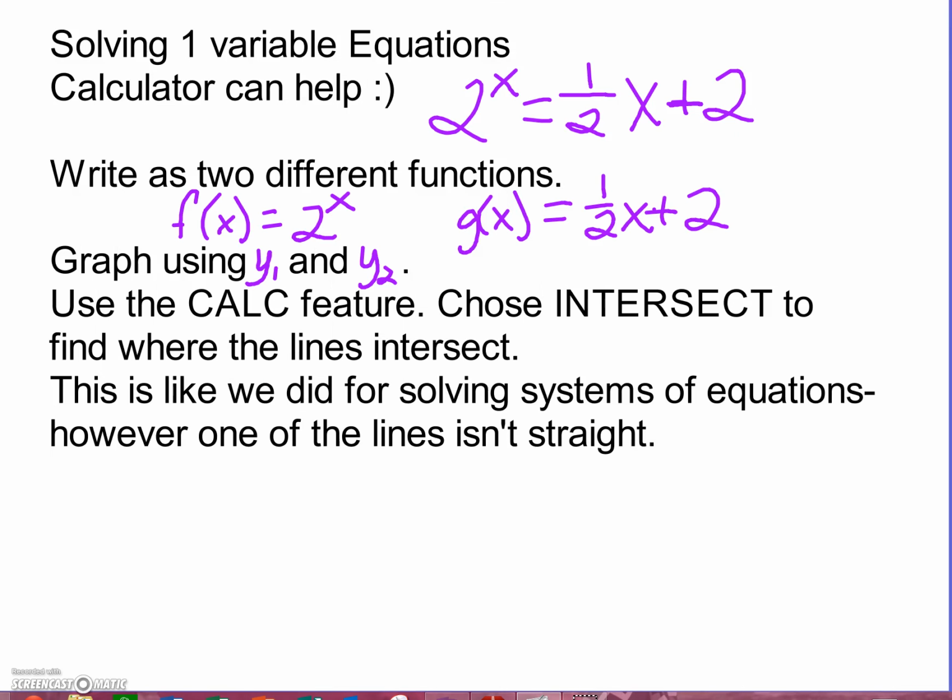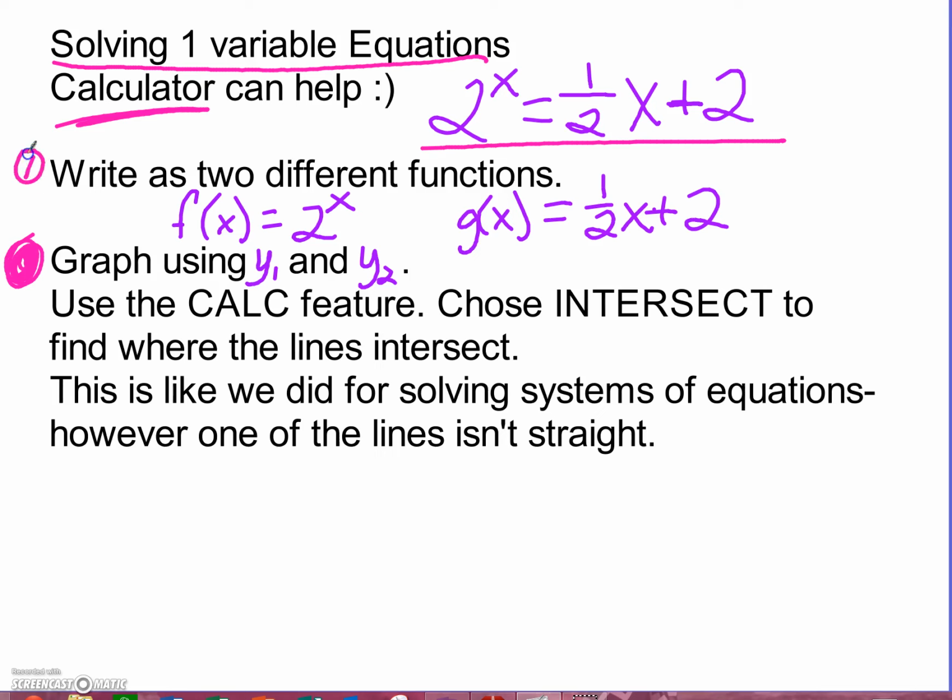Alright, so it may ask you to solve one-variable equations. We've been solving systems of equations, the same kind of thing. Your calculator would actually help you on this, and I have given you the steps right here. So what do I do? Here's my equation we're going to work: 2^x = 1/2 x + 2.